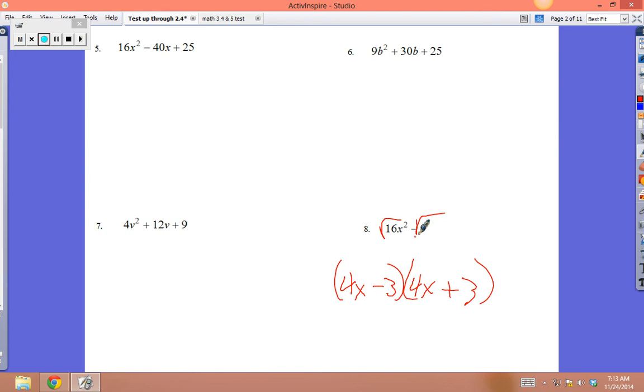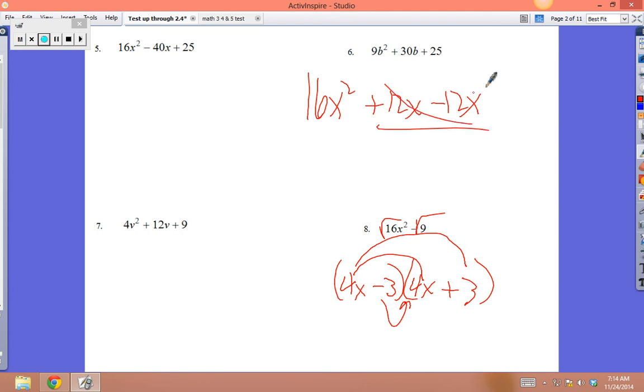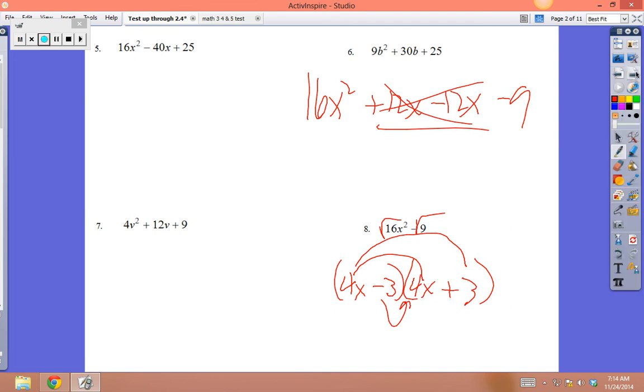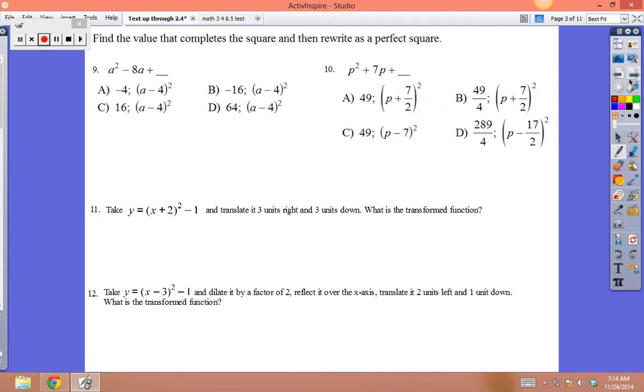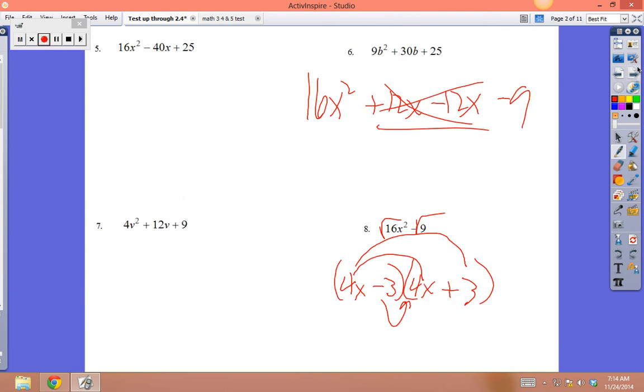Now here's why they have no middle term. 4x times 4x, 16x squared. 4x times a plus 3 is a plus 12x. Negative 3 times 4x is a minus 12x. And a plus 12x and a minus 12x, that's 0. And a negative 3 times 3 is negative 9. So if they don't have a middle term, one of them's a plus and one of them's a minus, because when you add up your like terms, they equal 0. So these 4 were all perfect squares.